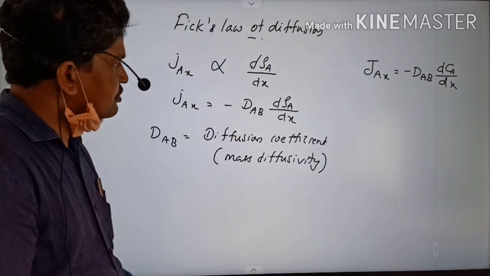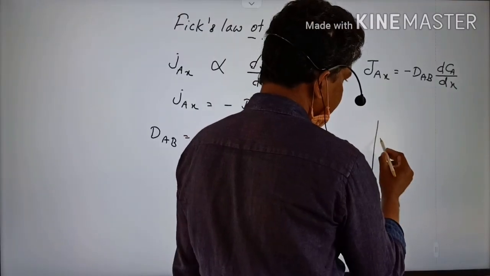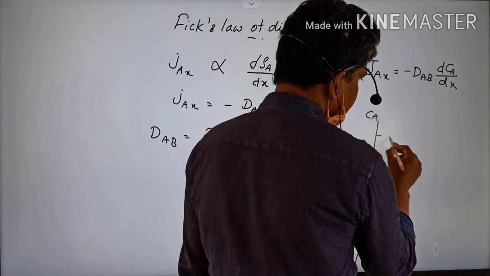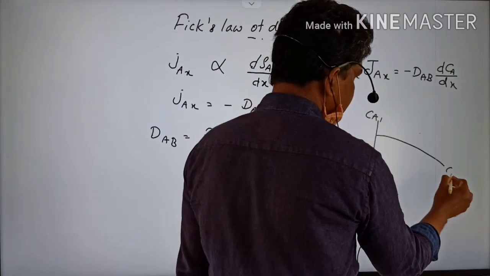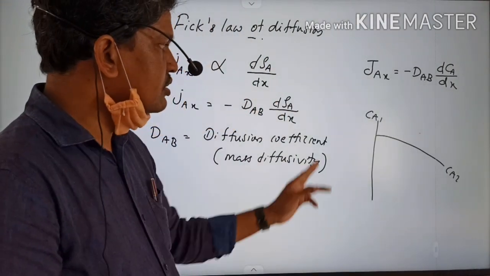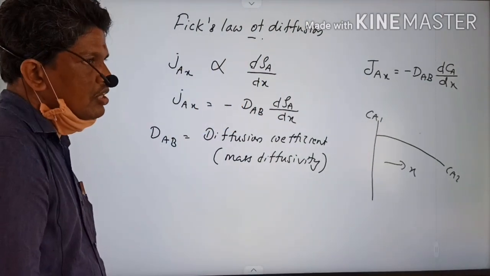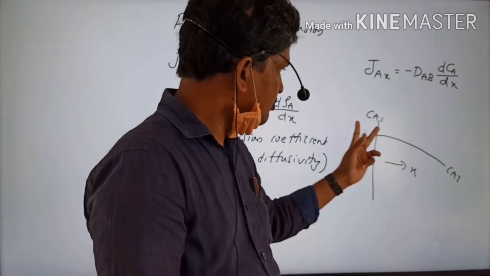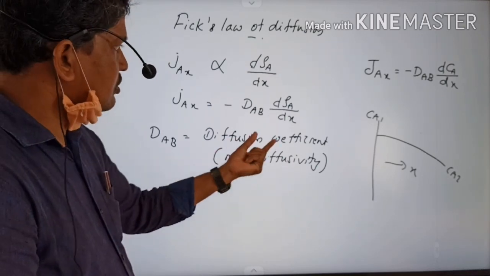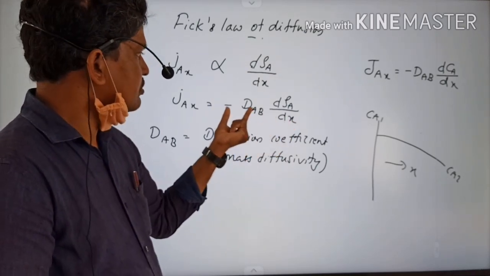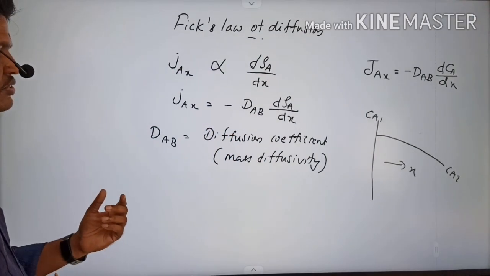So here we have put a negative sign. Why? Because in the transfer direction, the concentration decreases, since mass transport takes place from high concentration to low concentration. Therefore the concentration gradient is negative, and for that we have put a negative sign.